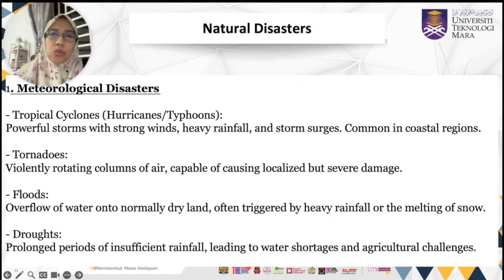Now we have natural disasters. Now we go through the classification of disasters. Alright, so disasters, in a way, we have two types.